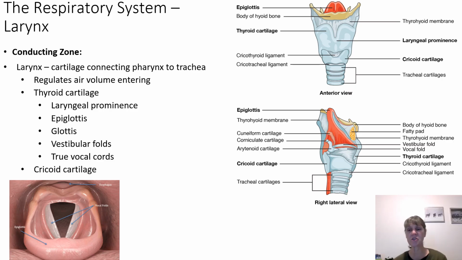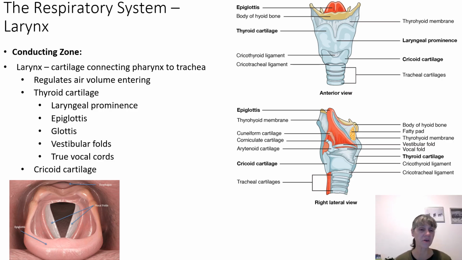Now there is a special flap which you can see on the lower picture on the right, as well as the upper picture on the right. That is the epiglottis. The epiglottis is elastic cartilage that's covered by mucous membrane, and the epiglottis will close over the opening when we swallow solids or liquids.